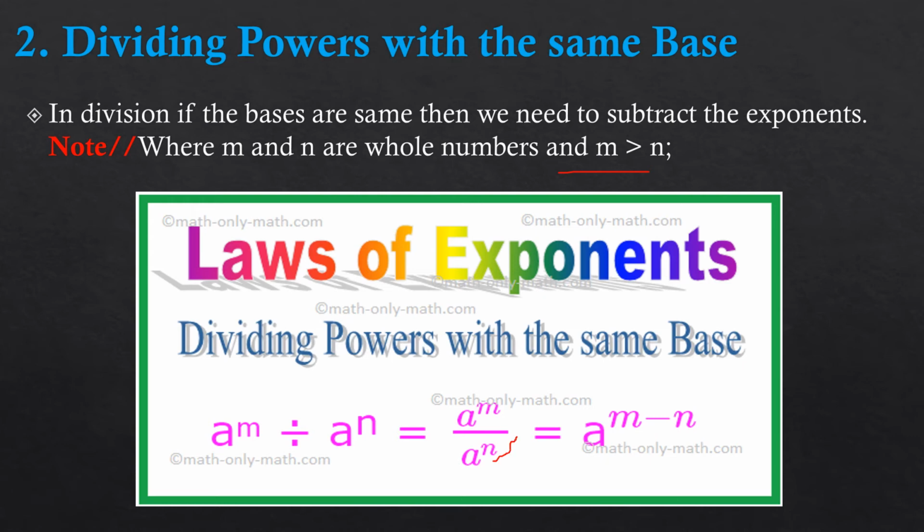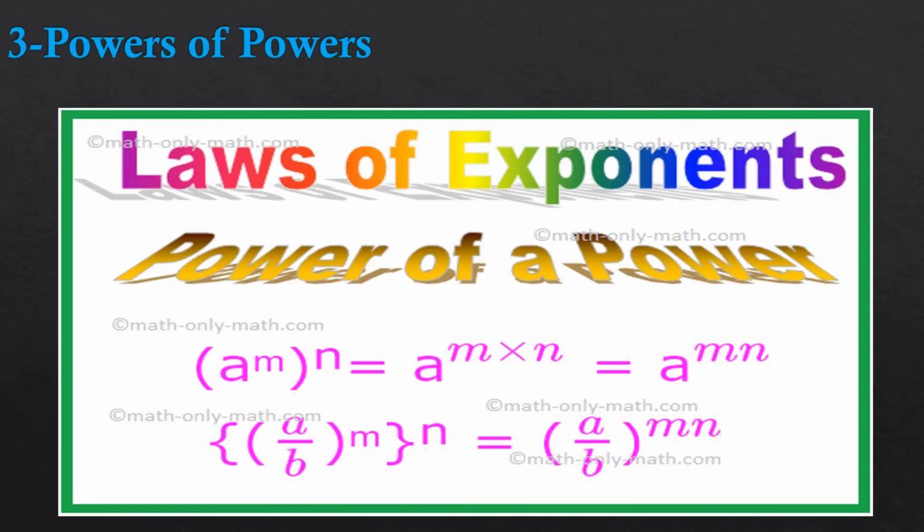So you have to move n to the upper. It will be just like m minus n. M and n are whole numbers, I mean whatever it was, 1, 2, 3 till 1,000 million, okay? So number 3, we have powers of powers. Law of exponents, powers of powers. So we have to multiply power by power, m times n will be mn. The same thing for this bracket, m times n equals mn.